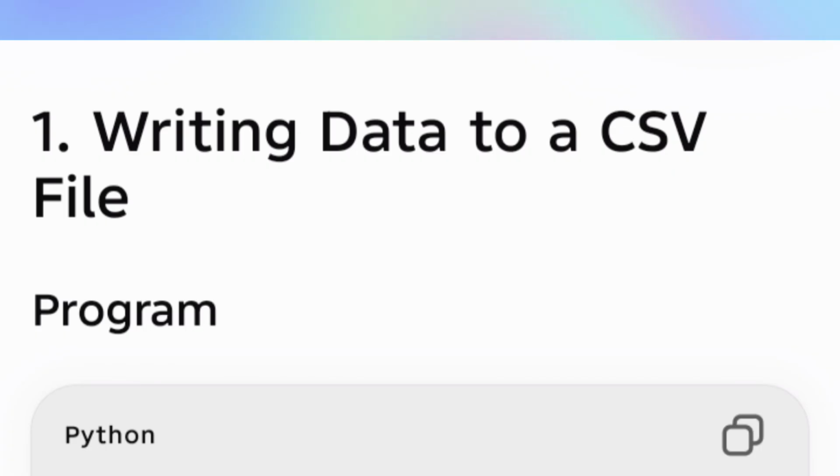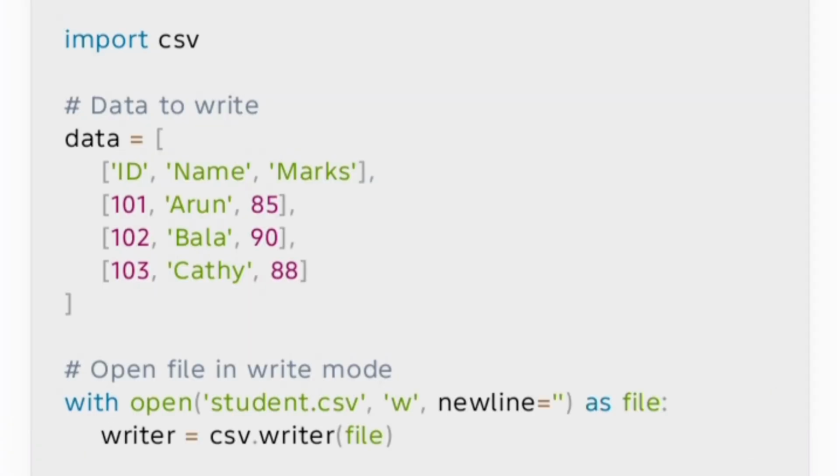Writing data to a CSV file. Example Python program. Import csv. Data to write: data equal to a list containing the rows id, name, marks; 101, Arun, 85; 102, Bala, 90; 103, Kathy, 88. Open the file in write mode with open.